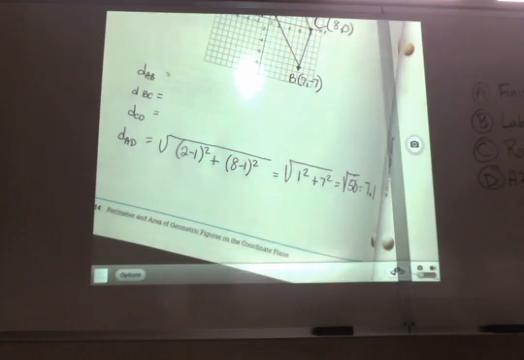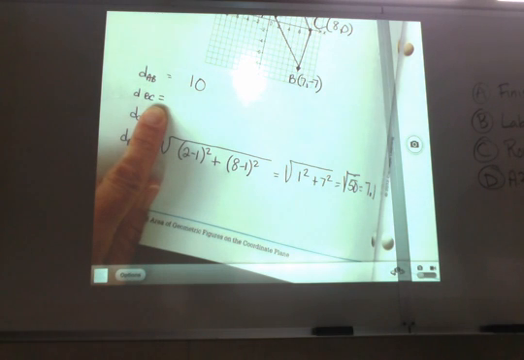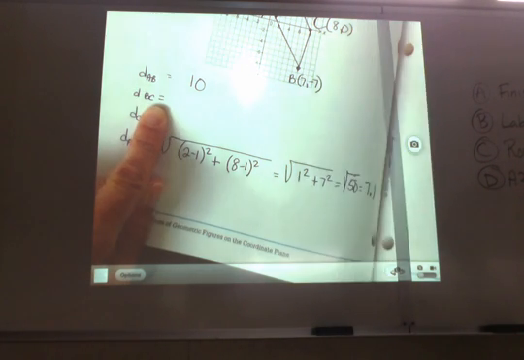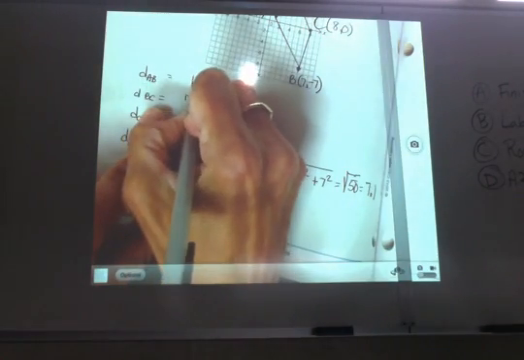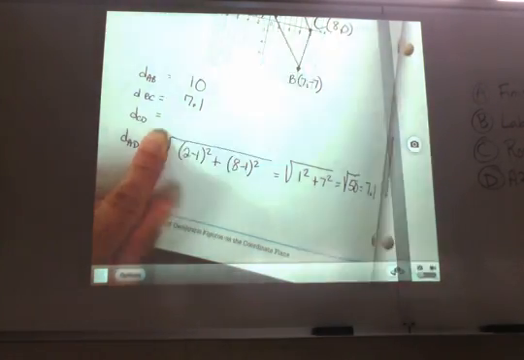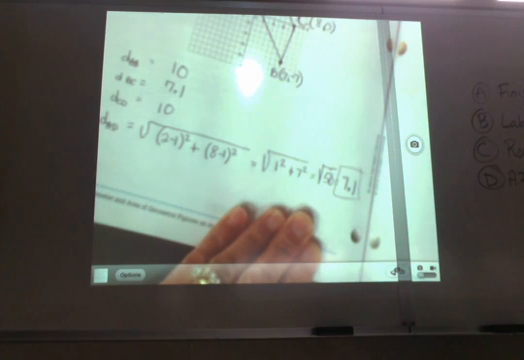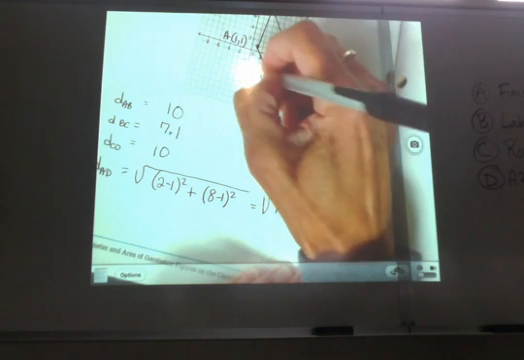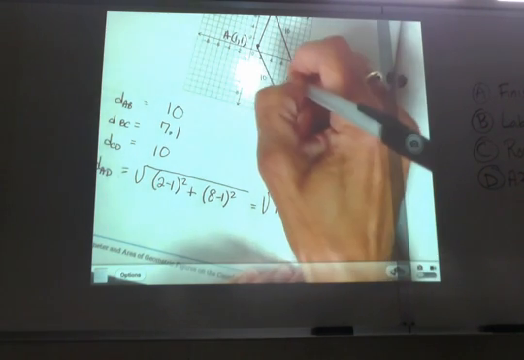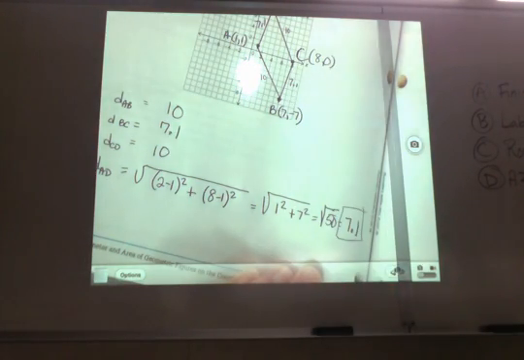AB table, what do you got? BC table. Hello? DC table. Nice. And I got 7.1. What do you notice? Okay, this is 10. This is 10. This is 7.1. And that's 7.1. What do you notice about the two opposite sides of parallelograms?